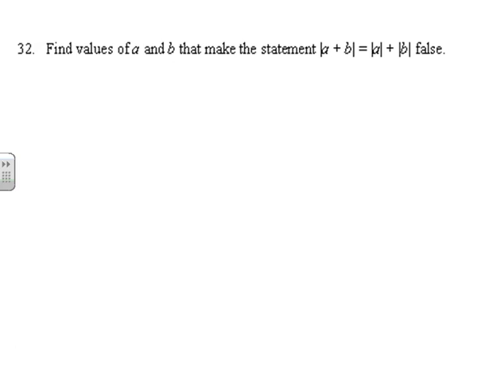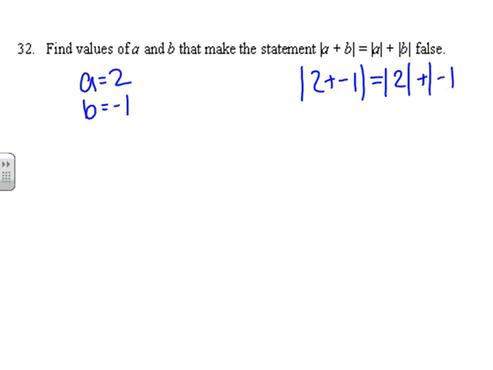Number 32, we have a lot of options of what you can use to make that statement false. Let's just suppose that A equals 2 and B equals -1. We're going to substitute those in. 2 plus -1 with the absolute value around it. And we're going to test to see if that's equal to the absolute value of 2 plus the absolute value of -1. This is just a property that we're testing to see if it's true, and hopefully proving that it is false. 2 plus -1 is 1, and the absolute value of 1 is 1.